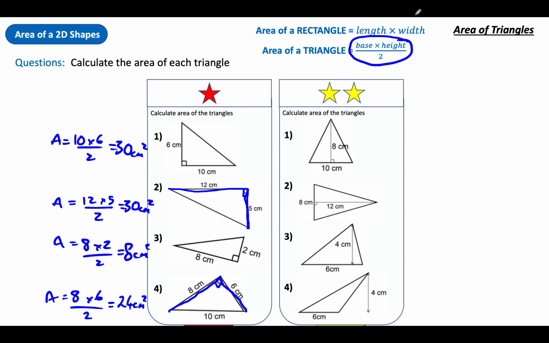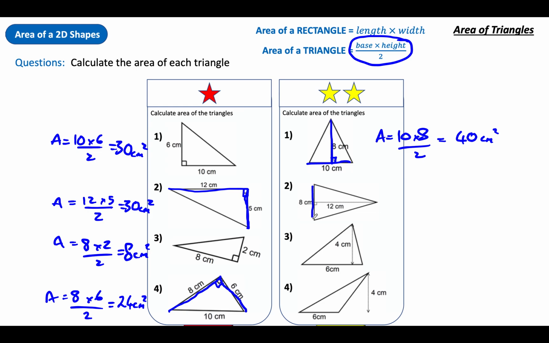There we go. Right, okay, next one. Base times height divided by 2. Okay, there we go. Pretty straightforward, isn't it? We've only got 2 dimensions. 10 and 8. Are they a base and a height? Base, height at a right angle. Yes, they are. And divide by 2. That would be 40 centimetres squared.